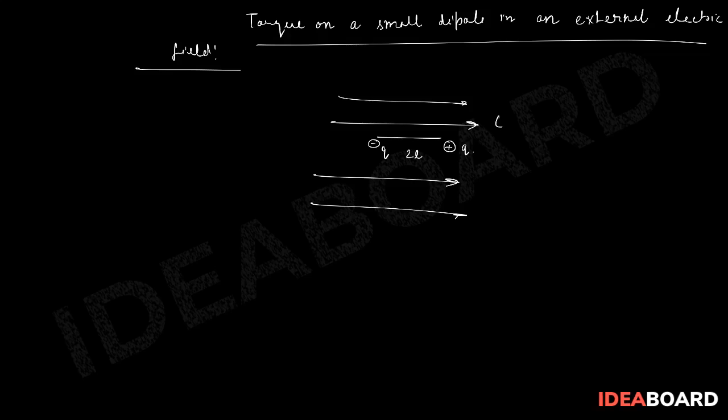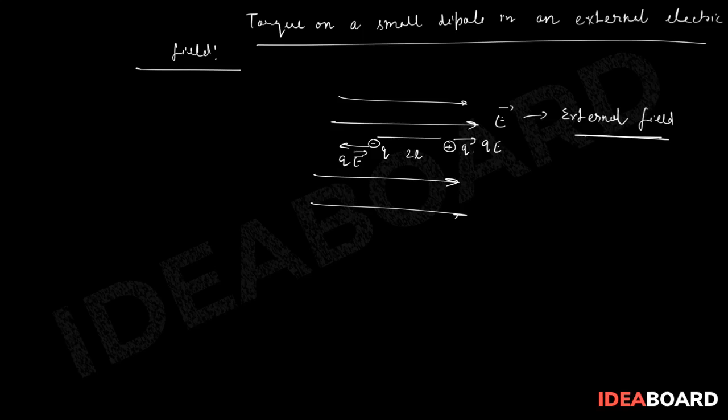Suppose that we have a small dipole like this, which has distance 2L between the charges, and suppose that an external electric field is present. Now understand, currently if you see the forces, then there will be force QE on this side, and of course this is a negative charge, so that would be QE in the opposite direction, right? So as of now we will not be able to achieve any torque.